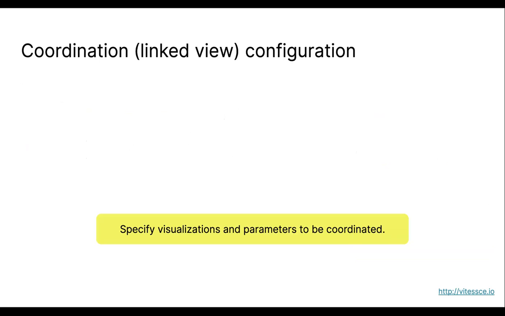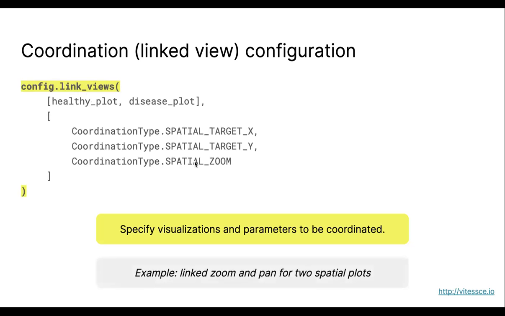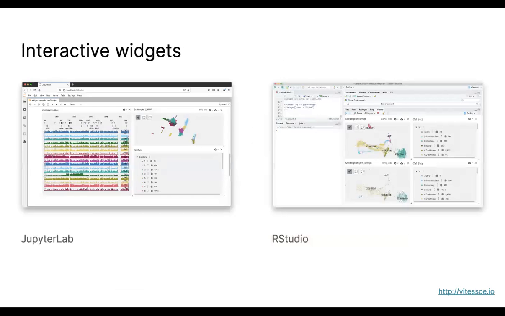When we need to coordinate multiple visualizations, we can use the link views function. Here we specify that we want to coordinate the parameters of 2 plots corresponding to healthy and disease conditions. The resulting visualizations are linked on their zoom and pan interactions because the spatial target and zoom level were specified as the linked parameters. When the visualization configuration is ready, the final step is to create the widget. To do this, we run the .widget method on the Vitessce configuration object.